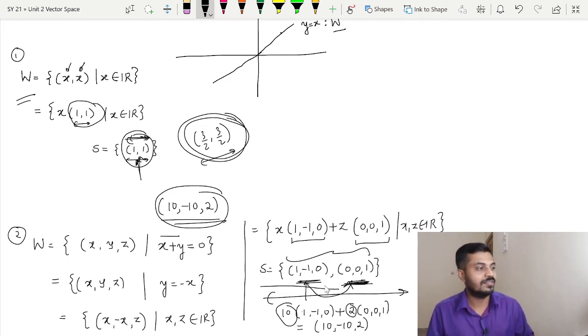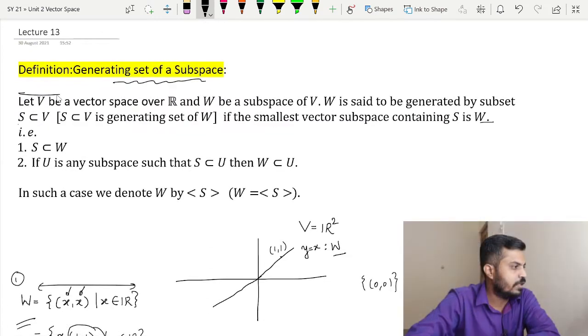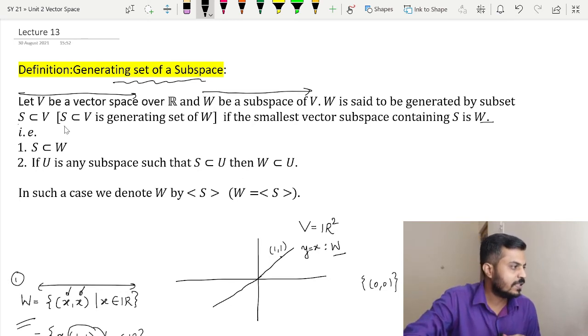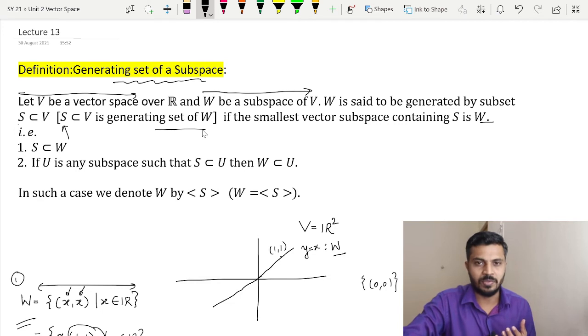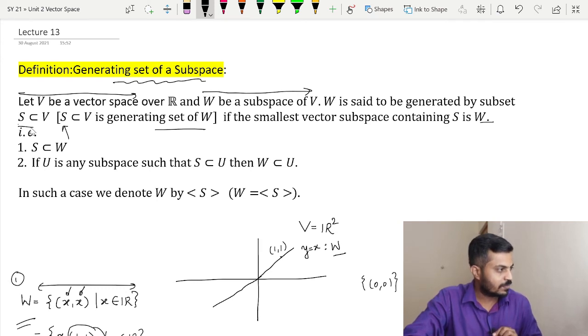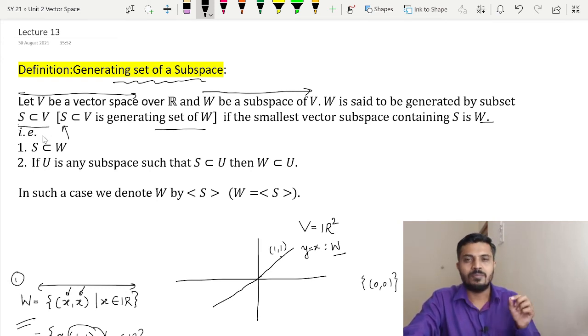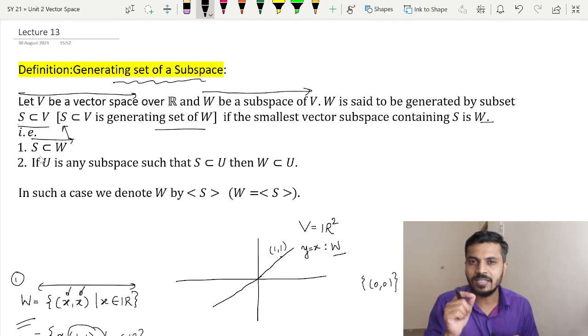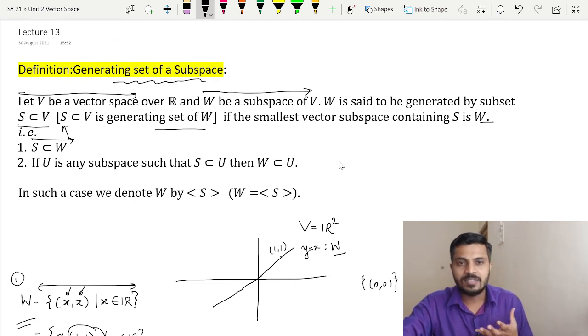Now let us try to understand what the definition says. Let V be a vector space over R and W be a subspace of V. So we are interested in finding a generating set of W, or you can say we are interested in checking when this set S will be a generating set of W. First of all, that set S should be a subset of V, that is very obvious, but the more important thing is that S should be a subset of W, because we are finding a generating set of W, or you can say we are checking whether this set S is a generating set of W or not.